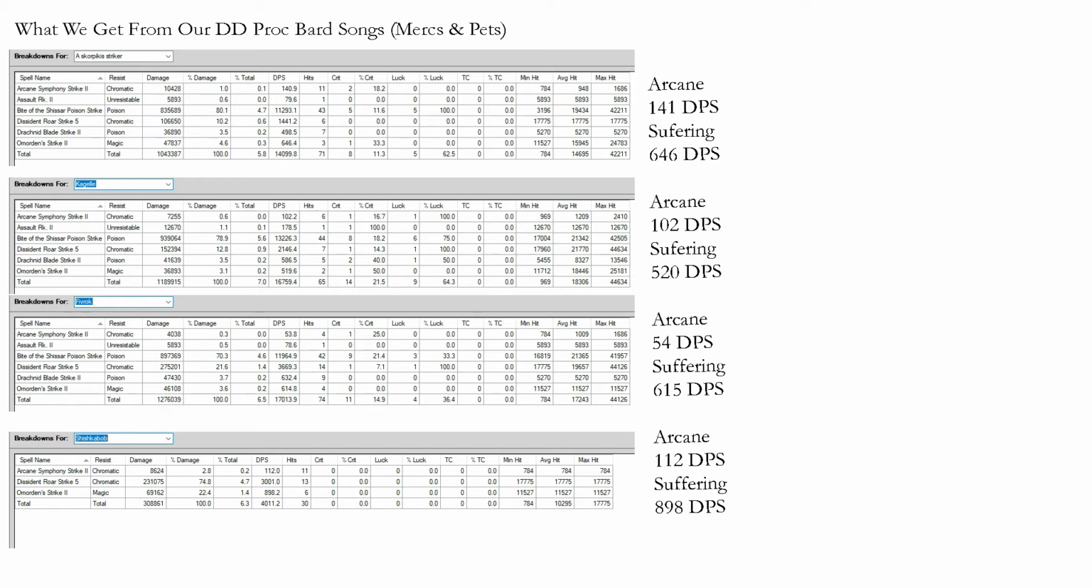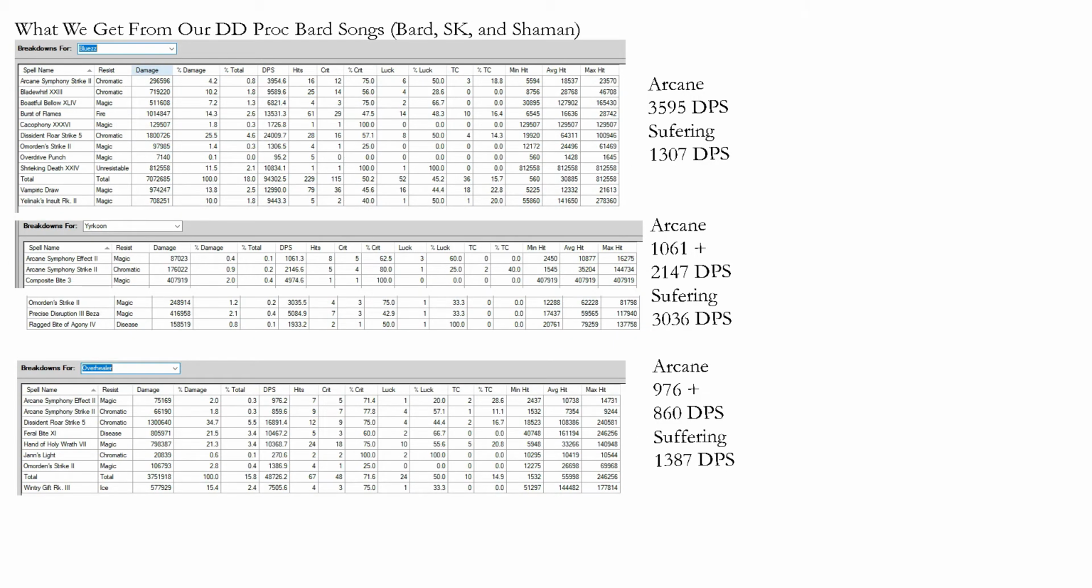But let's move from mercs and pets to the players now. When we look at the DPS we get from our bard, our SK, and our shaman, it's much more helpful. In terms of Arcane Symphony, the bard, we're looking at around 3,600 DPS. And for Omorden, it's 1,300 DPS.